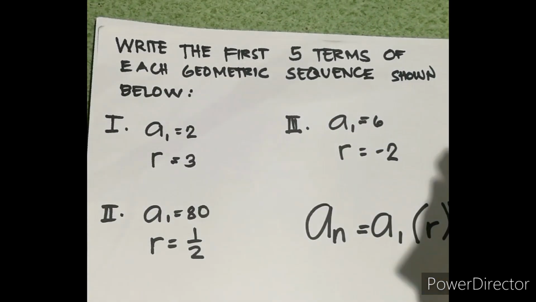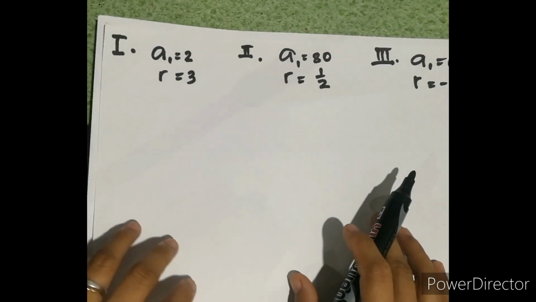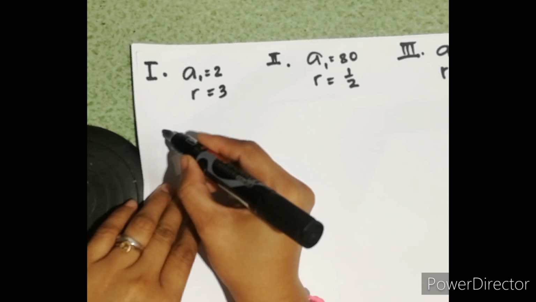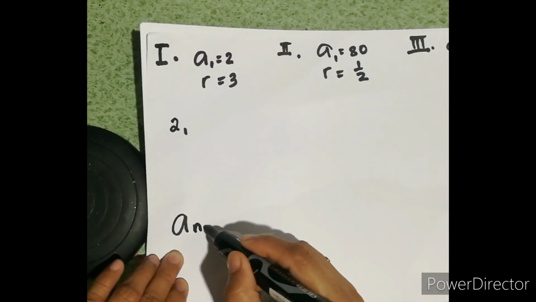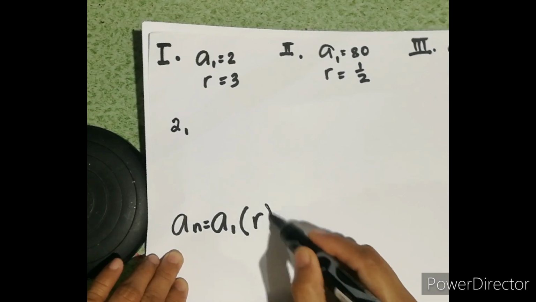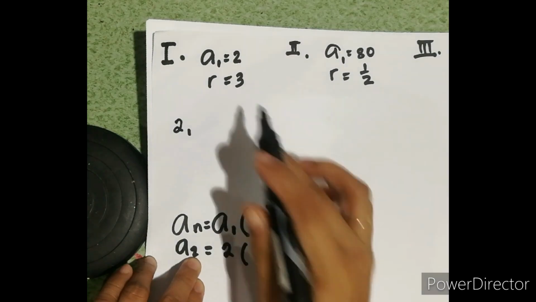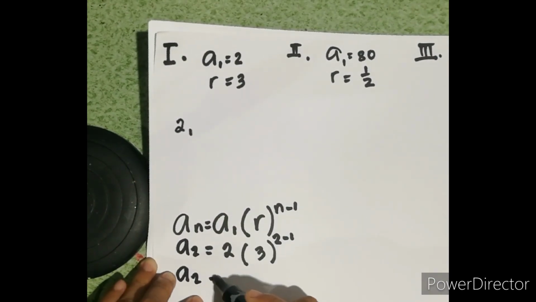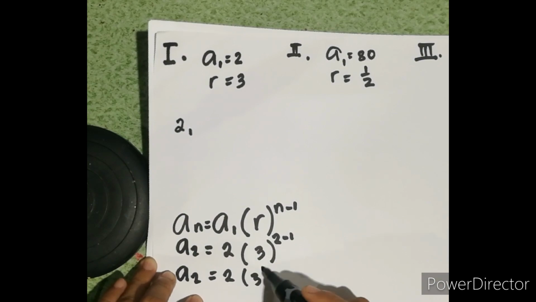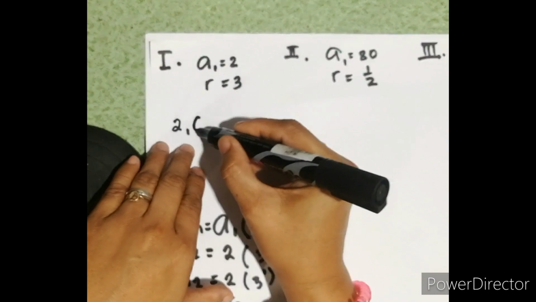So diri sa example number 1, kuhaon naton ang iya nga first 5 terms. So diri sa number 1, automatic butang mo na dira ang first term is 2. So batian nimo nga ang atong equation is a sub n equals a sub 1 times r raised to n minus 1. So kuhaon naton ang a sub 2. So your first term is 2 and your r is 3, and your n is 2 minus 1. So a sub 2 is 2 times 3 raised to 1, or 2 times 3 is 6. Okay? So butangan na dayon automatic 6.